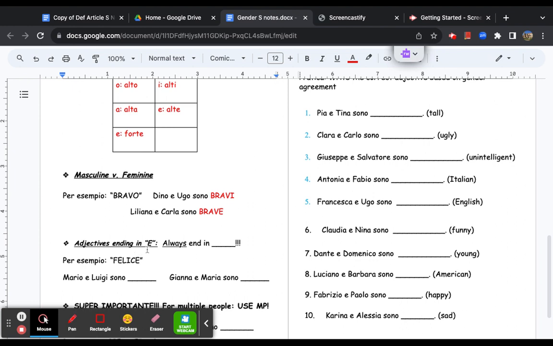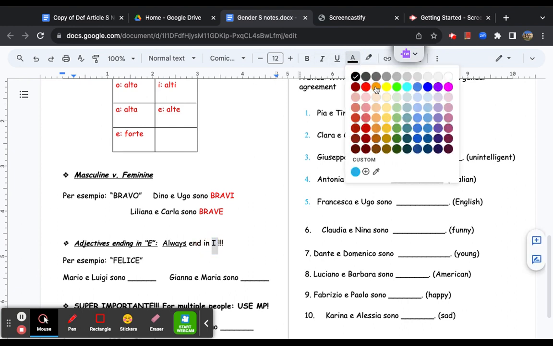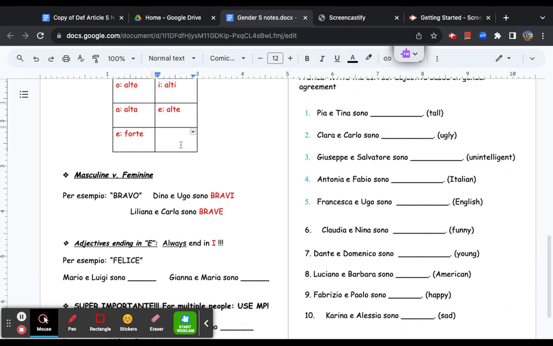Now, adjectives that end in e in the singolare, in the singular, always end in e or i nel plurale, in the plural. Okay? Now, that means, per esempio, for example, if we have forte, nel plurale, forte will always become forti, okay? And this here doesn't matter di chi stiamo parlando, who we're talking about, right?